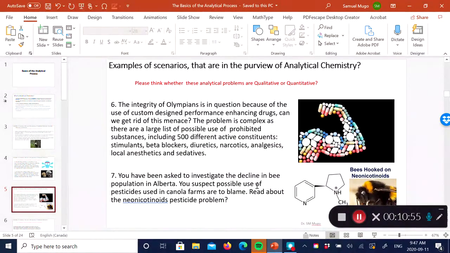That's where you start, but you still later on need to quantify how much of the pesticide residue is present, maybe in the air, in the soil, in the water. Complicated problem in the purview of analytical chemistry.